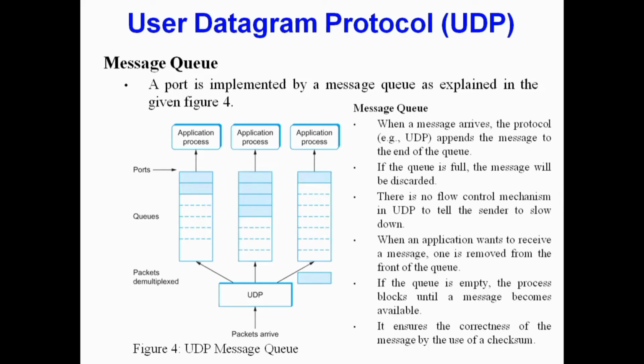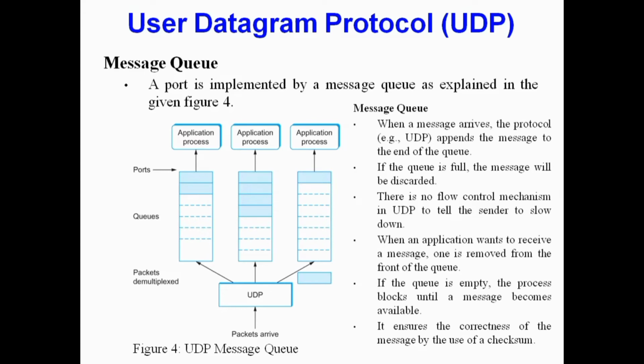Okay, here, a port is implemented by a message queue, as explained in the given figure 4. Please have a look at figure 4, showing the message queue. When a message arrives, the protocol, that is the user datagram protocol, appends the message to the end of the queue.